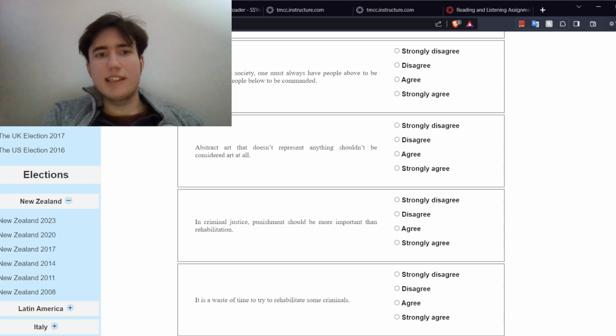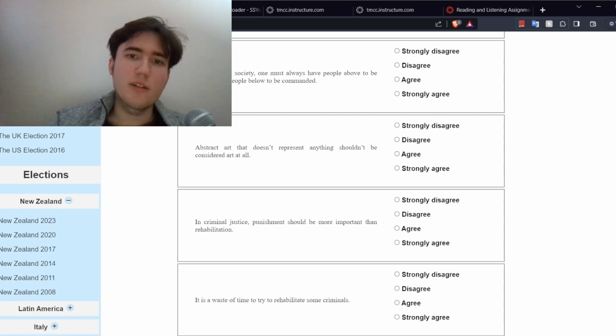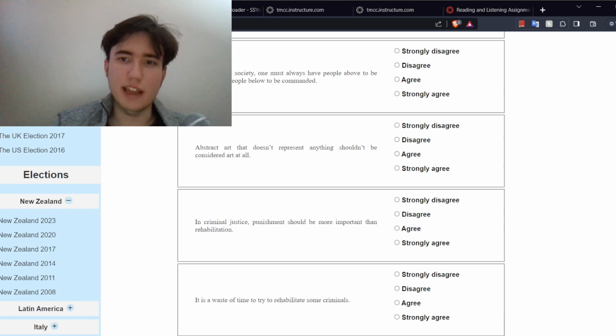But is this basic premise true, that in a civilized society one must always have people above to be obeyed and people below to be commanded? Maybe. I don't know. Would it just fall apart if we don't have those distinctions? Or would people be actually better able to work together?